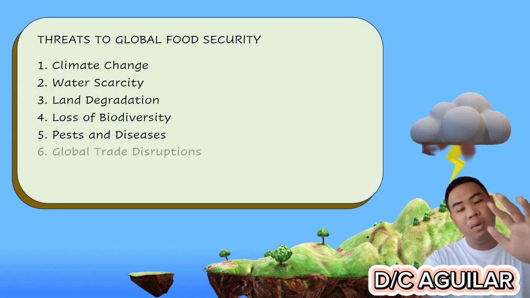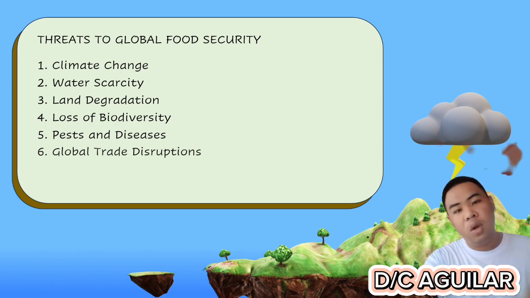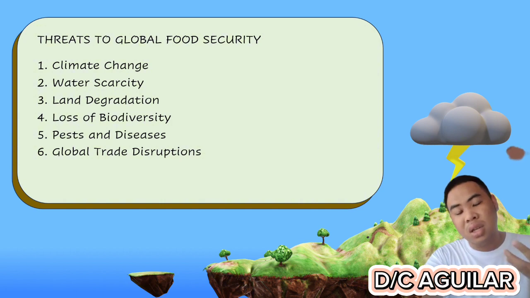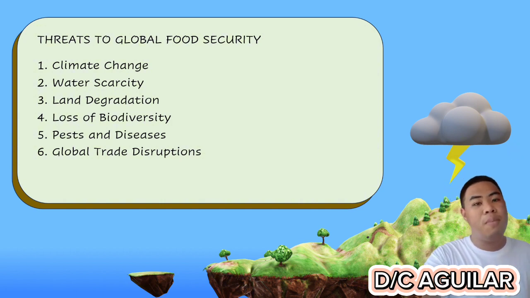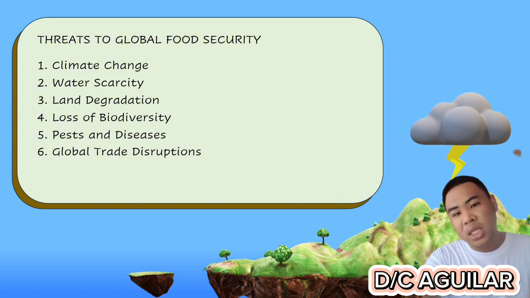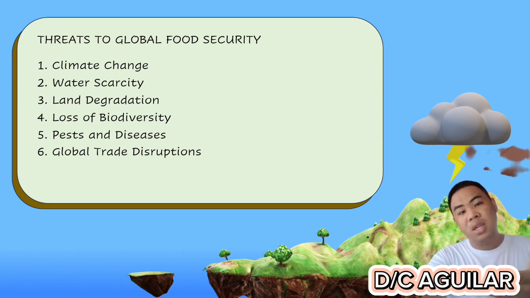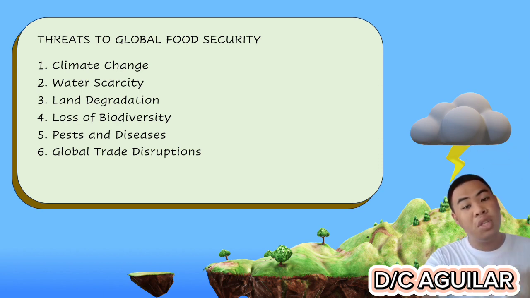Number six is global trade disruptions. Global trade disruptions encompass interruptions in the international flow of food, commodities, and inputs. Such disruptions can significantly impact supply chains, subsequently affecting food availability and prices. The effects include food shortage, increased prices, and market instability.